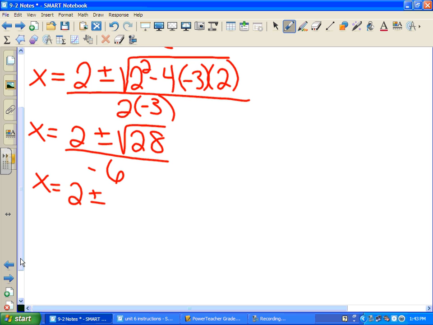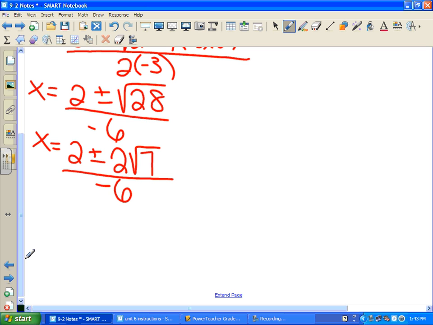Alright, so this one, does 28 have a perfect square root? No. When it isn't a perfect square, we're just going to simplify it. Reduce the radical if we can. So radical 28, what's a perfect square that goes into 28? 4. So it would be 2 radical 7 over negative 6. You won't be able to simplify this one down to two answers, sorry, one answer with a plus or minus.